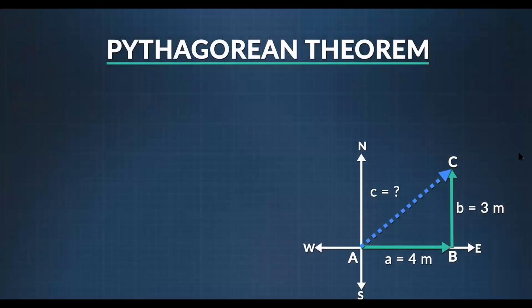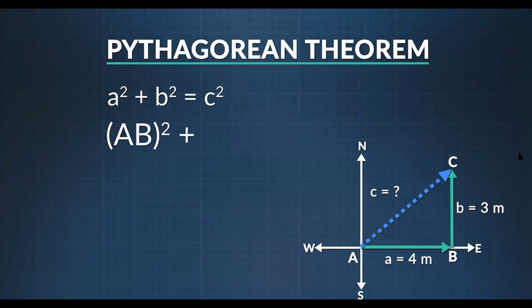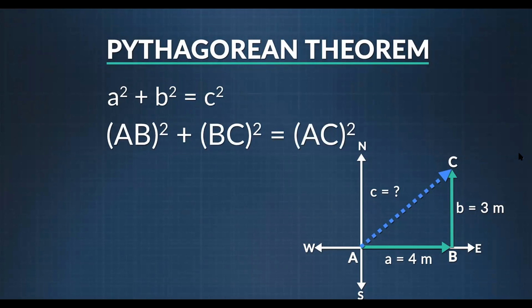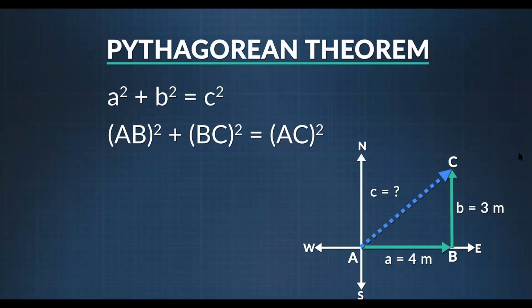This looks like a job for the Pythagorean theorem. The equation, if you remember, is a squared plus b squared equals c squared. a is the distance AB, which is 4 meters. b is the distance BC, which is 3 meters, and c is the distance AC, which is our displacement. If we plug everything in, we see that 4 squared plus 3 squared is equal to c squared. So 16 plus 9 is equal to c squared.